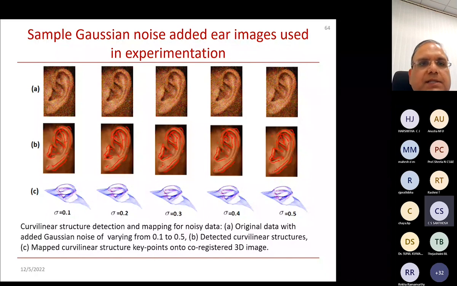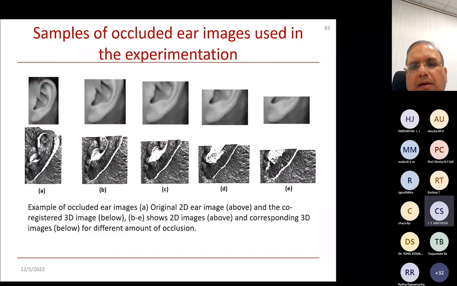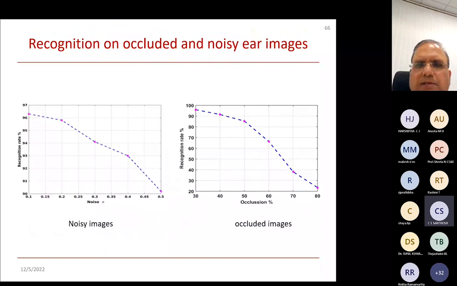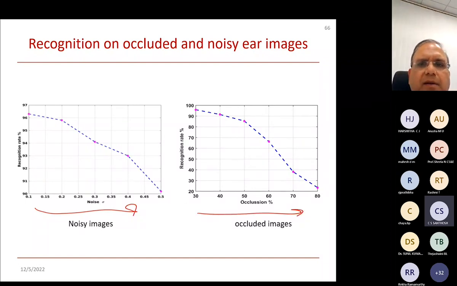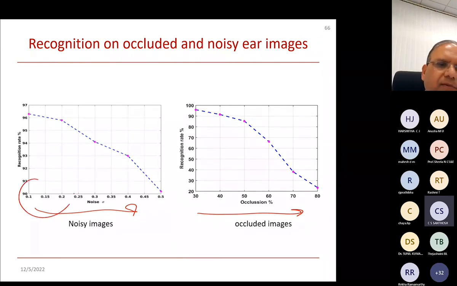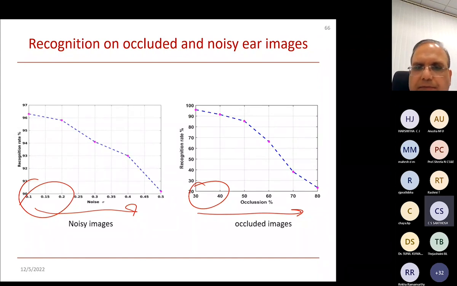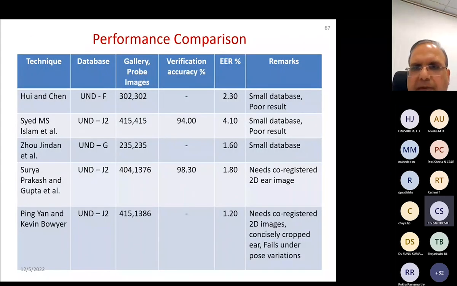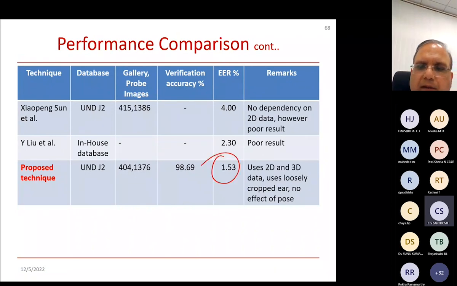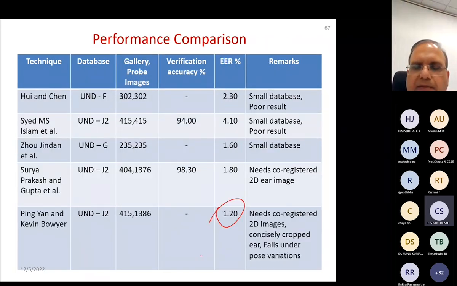Okay. We also tested this for the noisy cases and also for some occlusion cases, and we found that this has worked quite well. Obviously, when the noise is increased or when the occlusion is increased, the performance degrades. But up to a certain level of noise or occlusion, it has given acceptable performance. Okay, this is the comparison. So here it has 1.53 error rate, and again, I think this is less than this particular technique.